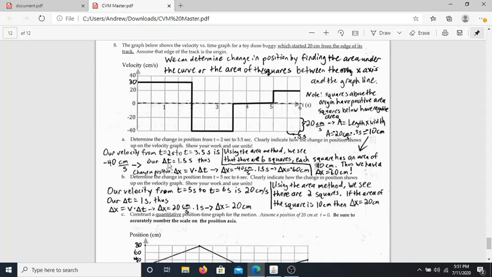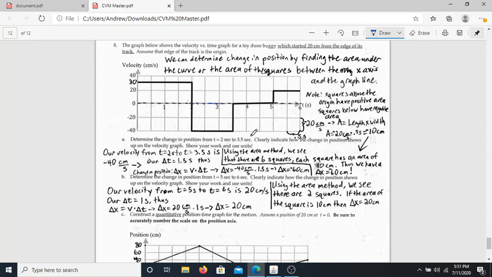All right? Now, if we decide to do the area method, which is an excellent method, it's going to be really useful for this, all we need to do is find the area between the graph, which is going to be this line right here, and the axis.